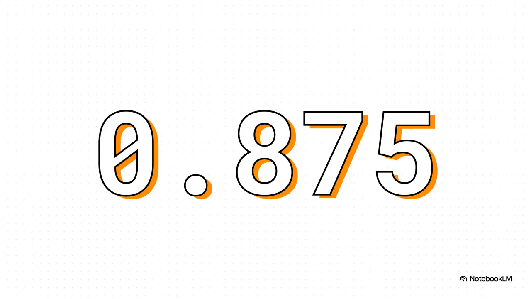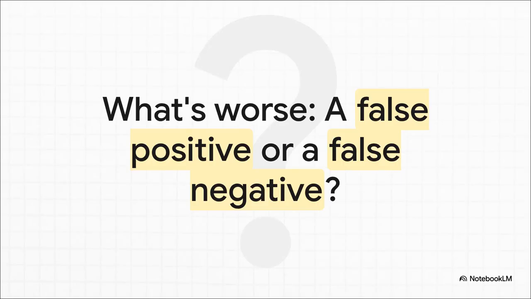Now we can summarize this entire beautiful curve with just a single number, the area under the curve, or AUC. Our model gets an AUC of 0.875. And since a perfect score is 1.0 and a score of 0.5 is no better than just flipping a coin, a score of 0.875 tells us that our simple model, built on just one piece of data, actually has some pretty strong predictive power.